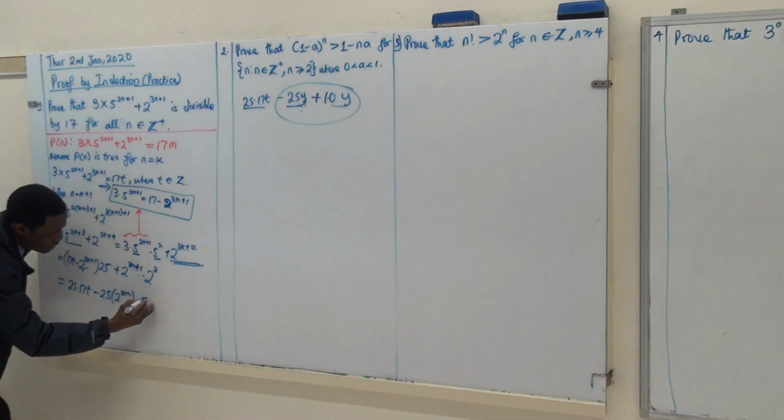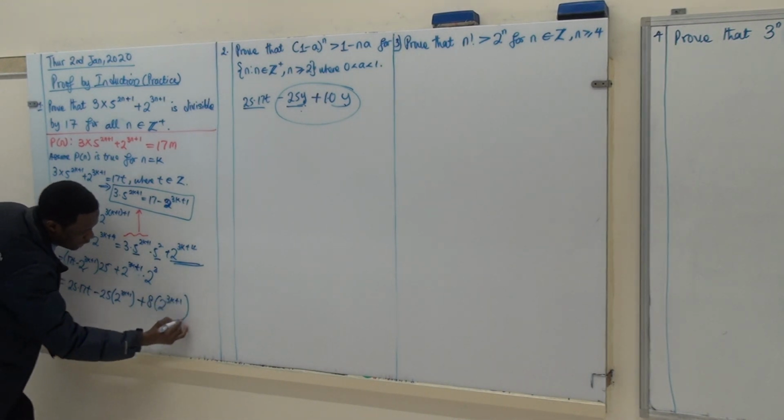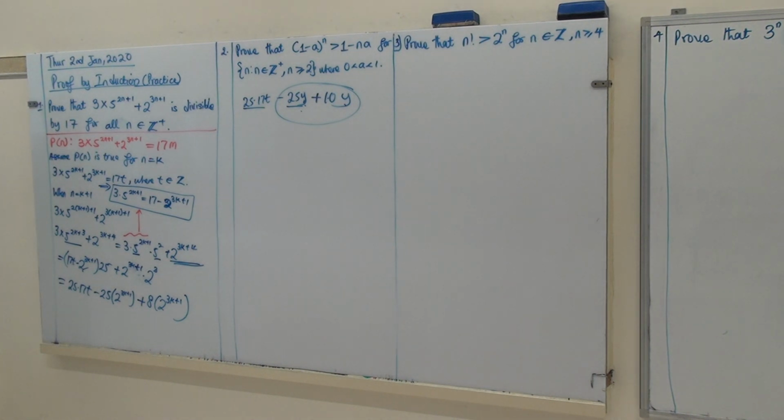Plus 8 times 2 to the power 3k plus 1. Can you see that? Can you see now? And you should be able to see the reason why this is necessary now. I thought the first part was already like that. So, okay, is it clear now?